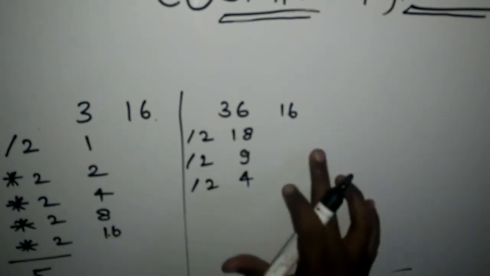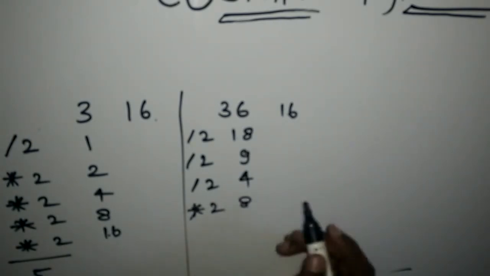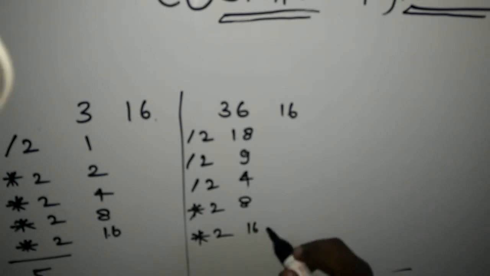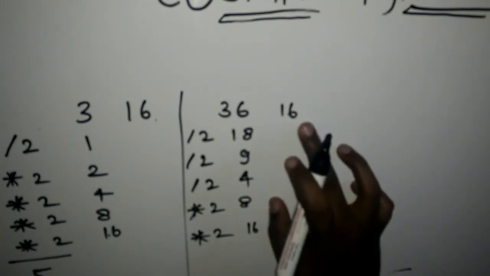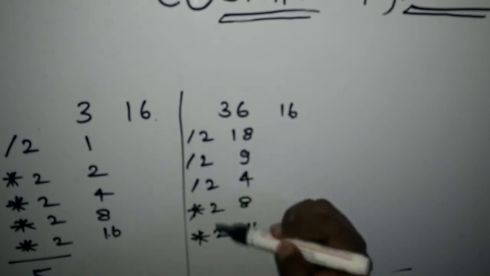Now 4 is definitely less than 16, so we multiply it by 2 and we get 8. 8 is still less than 16, so we multiply it by 2 again and we get 16. So here the actual setting becomes equal to the desired setting. So we count the number of moves and we get 1, 2, 3, 4, 5 moves.